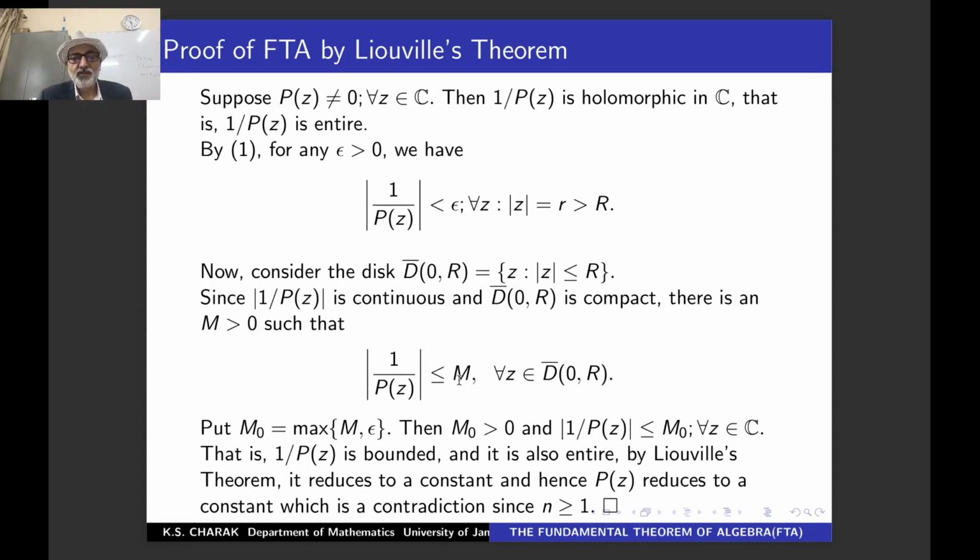That means this M naught is the maximum of epsilon and M. Therefore, this bound is valid for every z in C: outside the circle, on the circle, and inside the circle. So the modulus of 1 upon p(z) is less than or equal to M naught for all z in C. That means this entire function 1 upon p(z) is bounded on C.